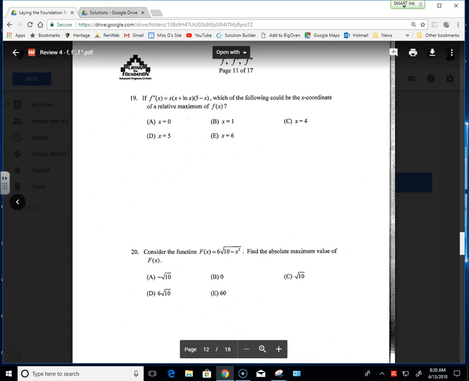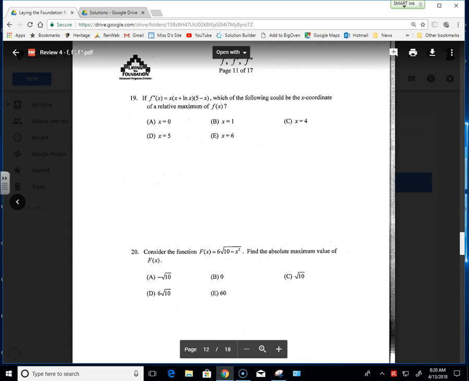Second derivative test for relative extrema. What does it say? I need a critical number, f prime equals 0 or DNE, and I need to know the sign of the second derivative. A sign chart would be for concavity. Second derivative sign chart. The second derivative test just says plug in.